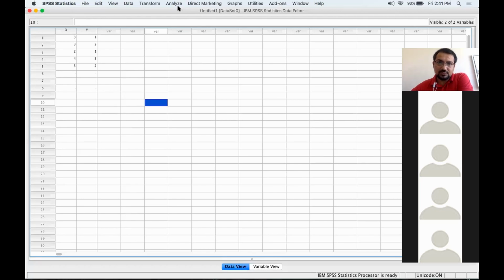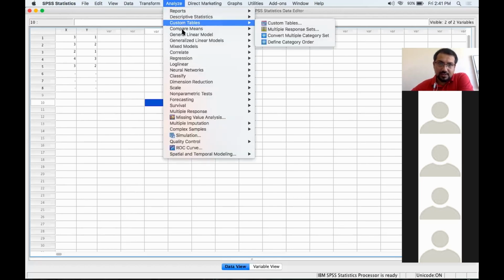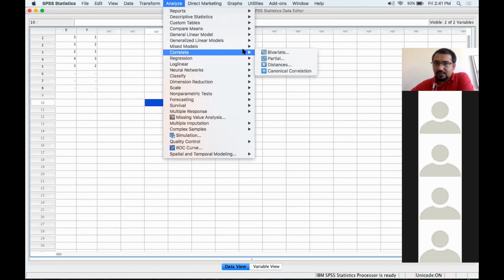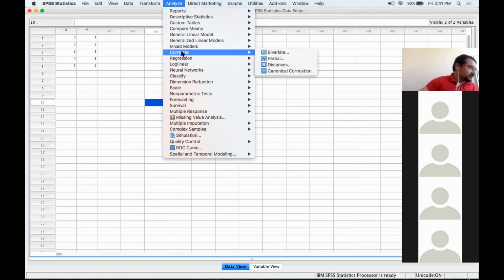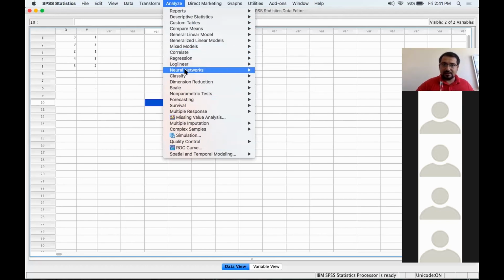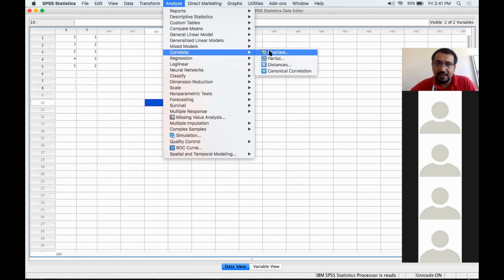So simply go to the analyze option. Here you can find all those, descriptives, then you have correlation, you have regression, neural networks, and forecasting. We don't have that much time, but the forecasting software is very nice. Python and others, of course, are also there. So choose correlate, and this is our bivariate relationship.